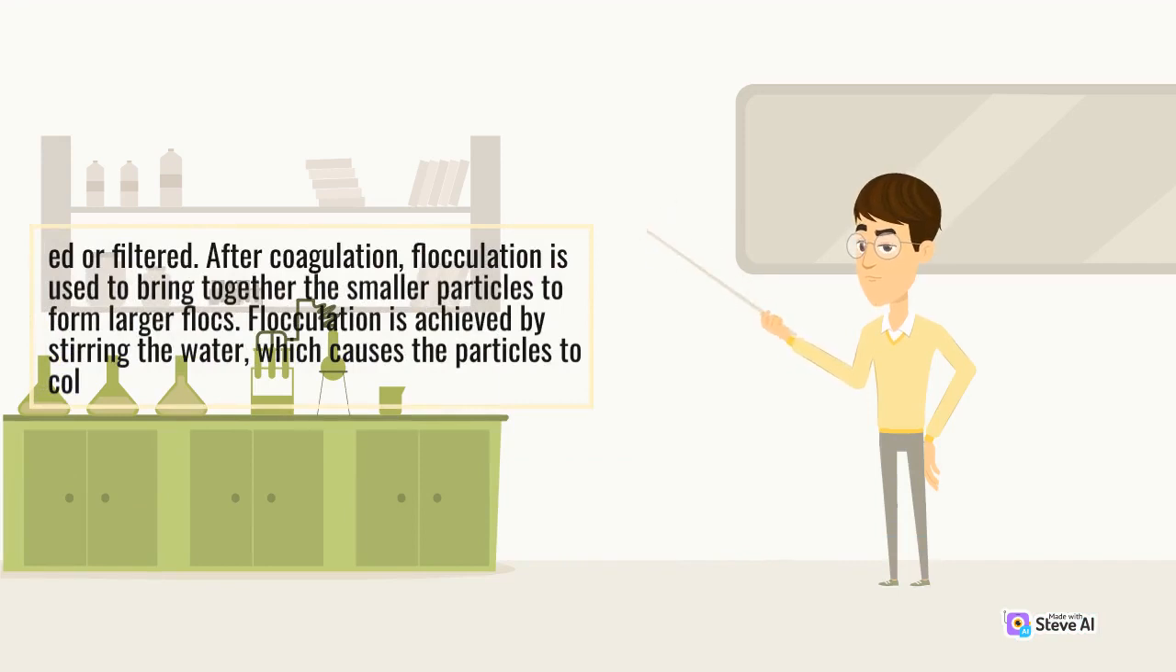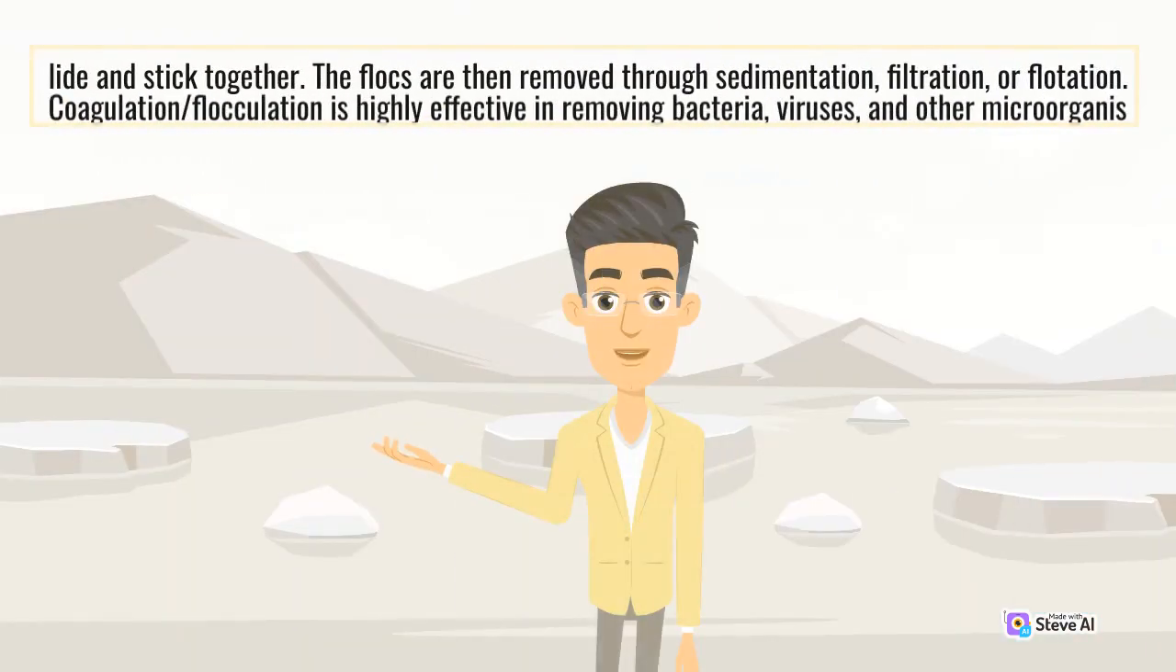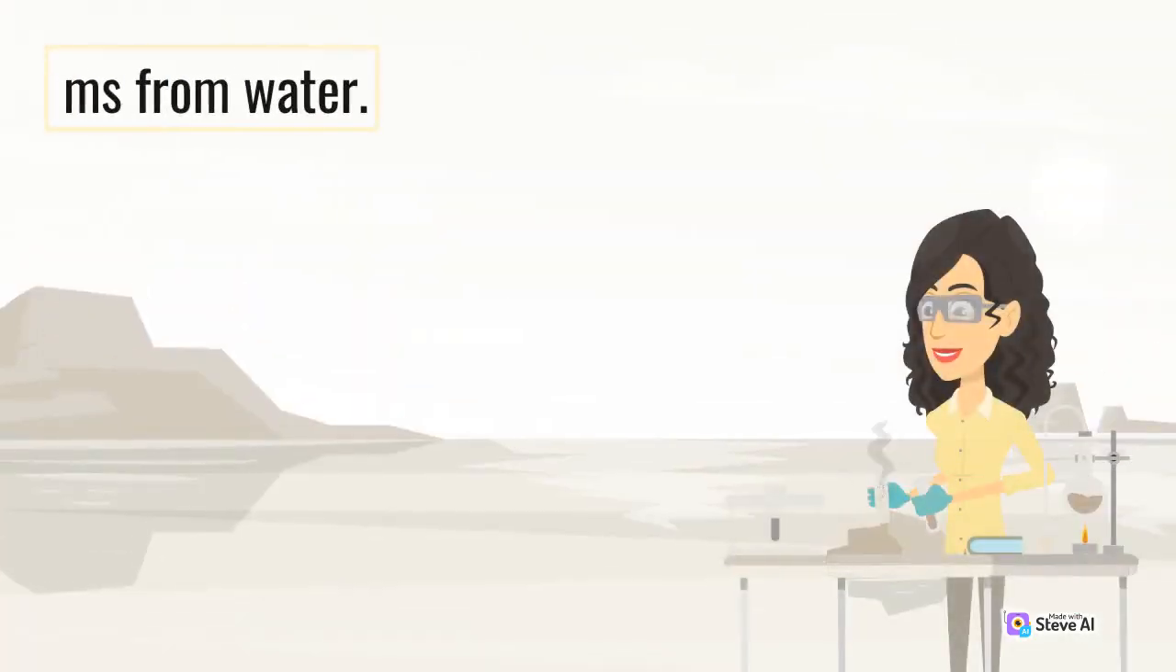Flocculation is achieved by stirring the water, which causes the particles to collide and stick together. The flocks are then removed through sedimentation, filtration, or flotation. Coagulation/flocculation is highly effective in removing bacteria, viruses, and other microorganisms from water.